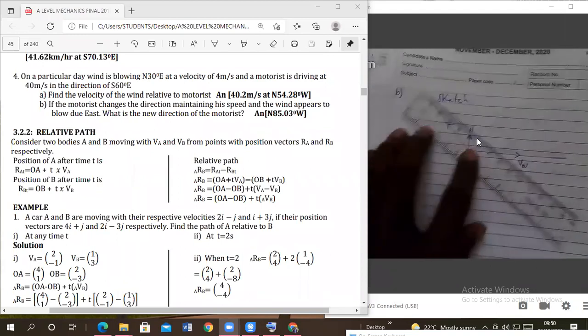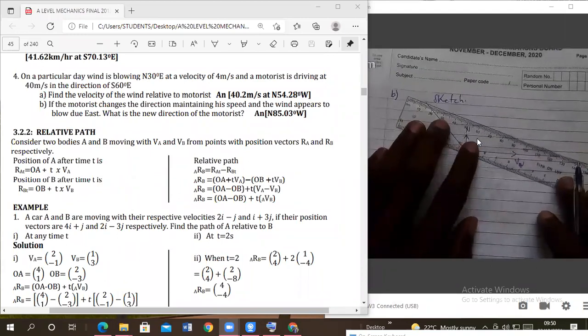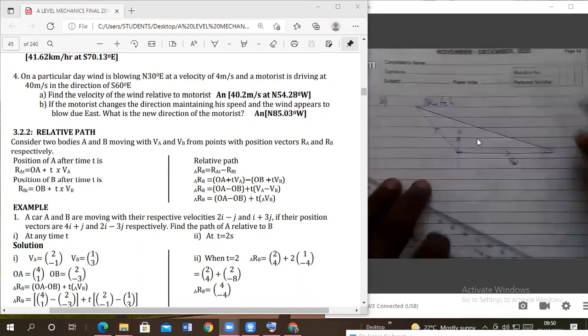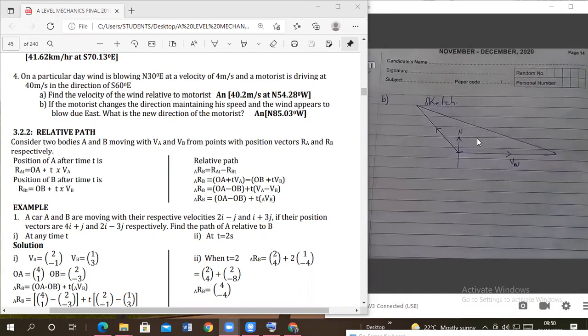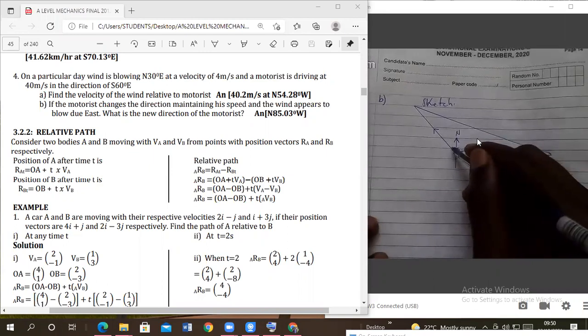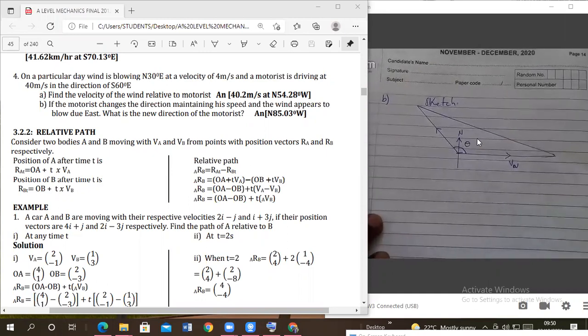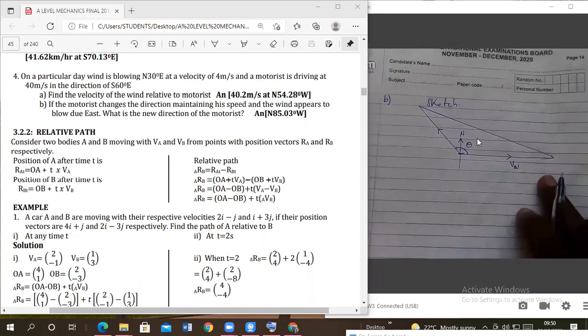That's what we have. Now complete that triangle. Like that. So that's the direction it will now be taking. Now they want us to find the direction of the motorist. Which means we have to find all of these angles, members, to give us the direction they want. This is the direction, we can call it theta.